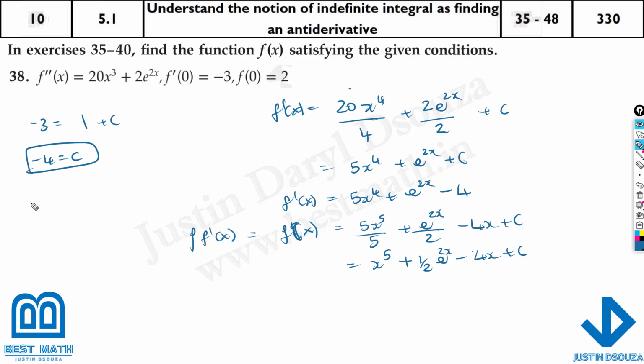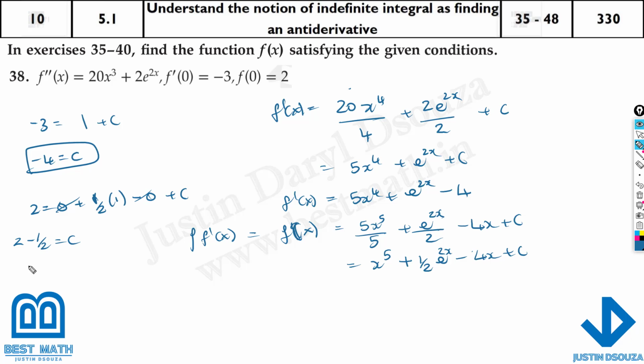What is the condition given? It is 2 equals 2 over here whenever x is 0. So the first one will be 0 plus half. Now what is e raised to 2 to the power 0? It's going to be e raised to power 0, that's 1. So I'll just write half multiplied by 1 minus 0 plus c. 0 is gone. Half to the other side will be 2 minus half equals c.